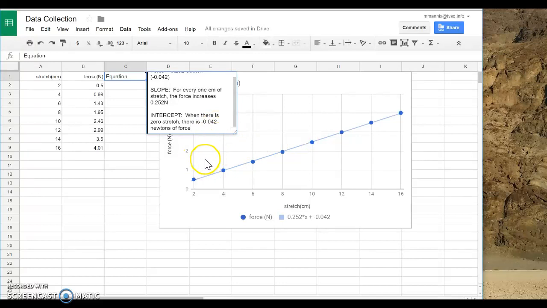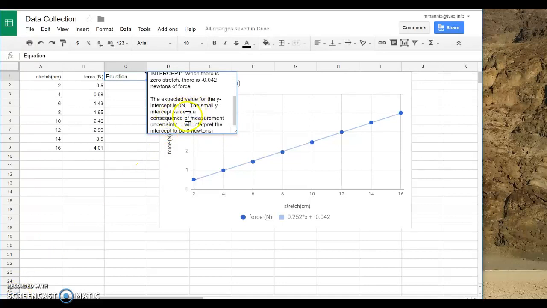Now in this case, I might expect the y-intercept to be 0: when there's zero stretch, there's zero force. And if that's what I expect, then I would look at that and think, well, that is a very small number. It is close to 0. So my final interpretation would be that I should consider the y-intercept to be 0. So I would write something like this. The expected value for the y-intercept is 0 newtons. The small y-intercept value is a consequence of measurement uncertainty. I will interpret the intercept to be 0 newtons.